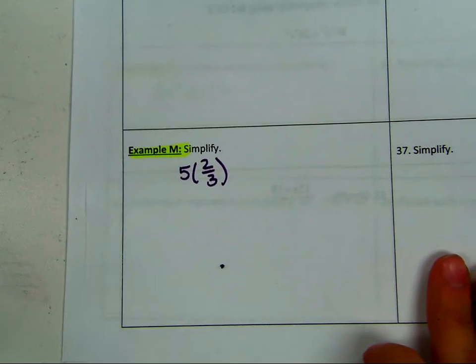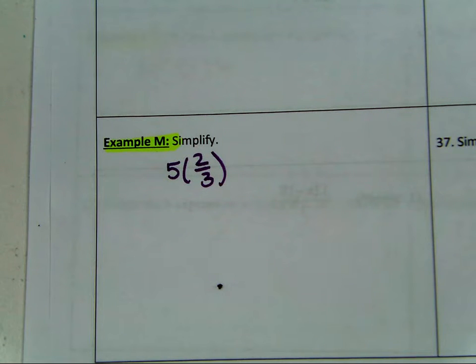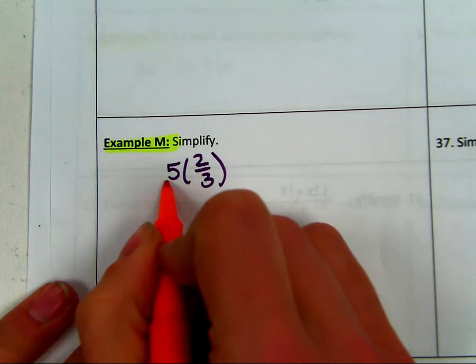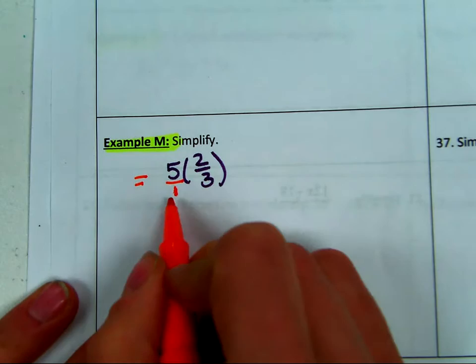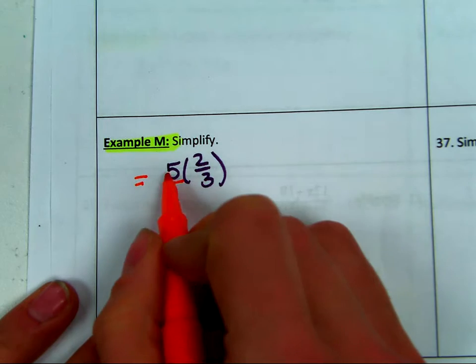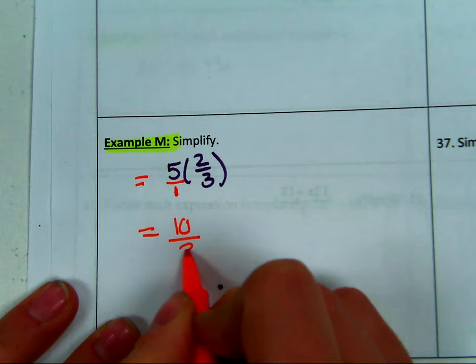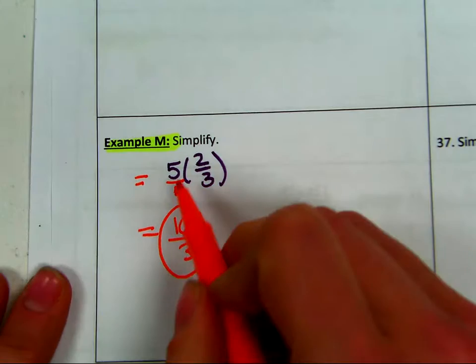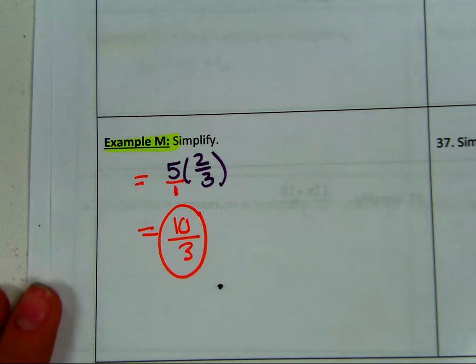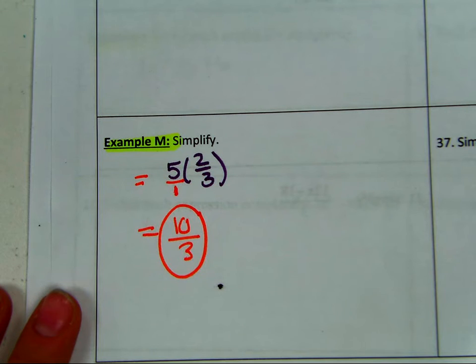Example M, we're doing 5 times 2/3. So we're multiplying 5 by a fraction. I usually think it's easiest if we make the 5 a fraction too. If a number isn't a fraction, you could always put it over 1. And in that case, we just multiply the numerators together and the denominators together. So 5 times 2 is 10. All right, and 1 times 3 is 3. And you get 10/3. One thing to point out, you cannot cross multiply here. That does not work. You can only cross multiply if there's an equal sign in the middle, and there is not.